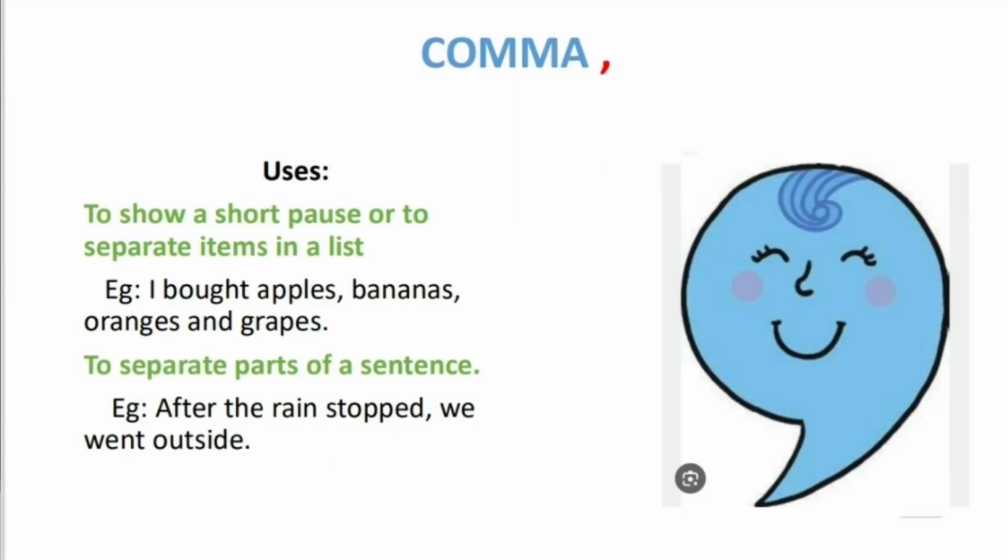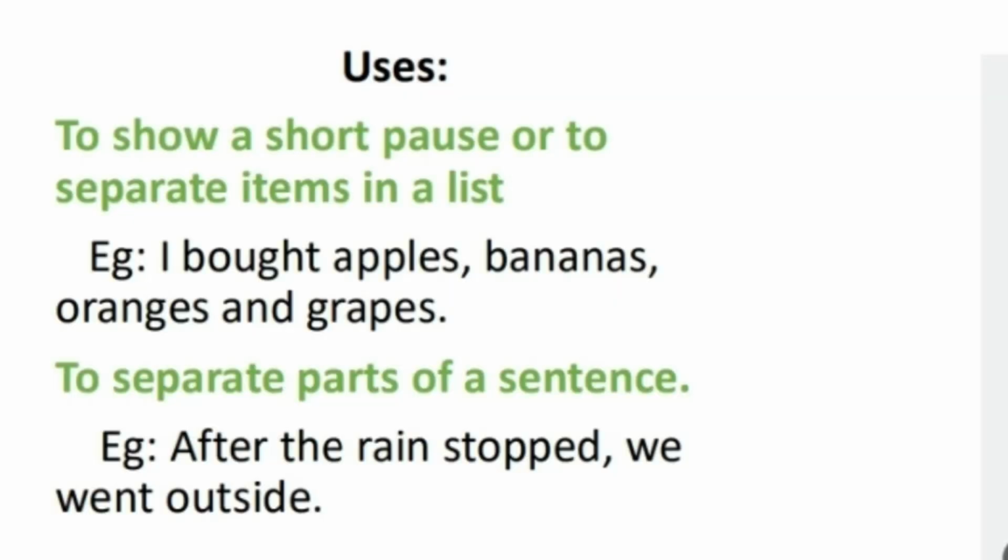Then the next one is the comma. We use commas to show a short pause or to separate items in a list. For example, I bought apples, bananas, oranges, and grapes. In this sentence, we use commas to separate the fruit items. And we also use commas to separate parts of a sentence. That means if a sentence contains two ideas, we can separate those two ideas by using a comma. For example, after the rain stopped, we went outside. In this sentence, we used a comma to separate two ideas. After the rain stopped, comma, we went outside.